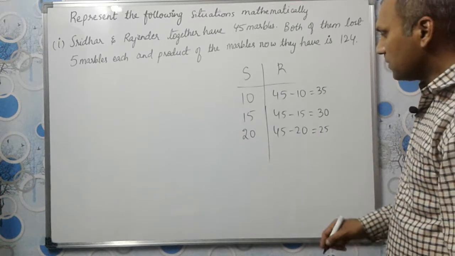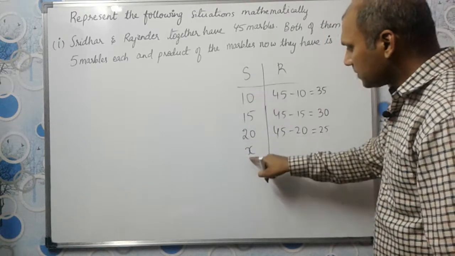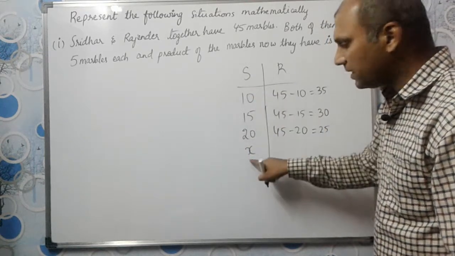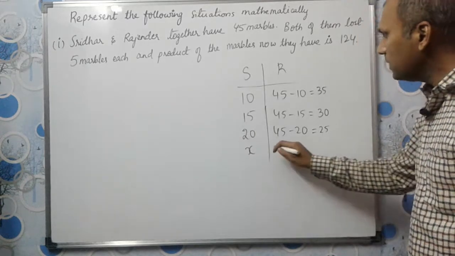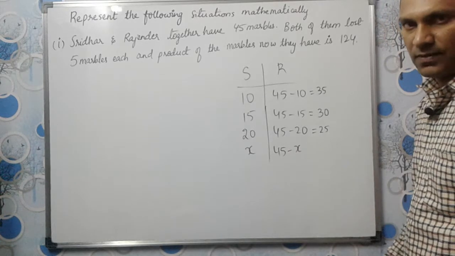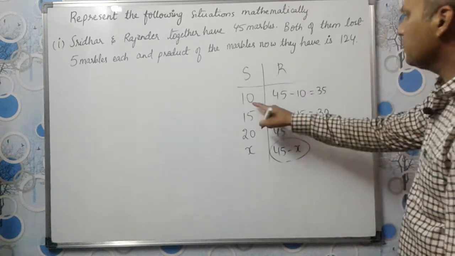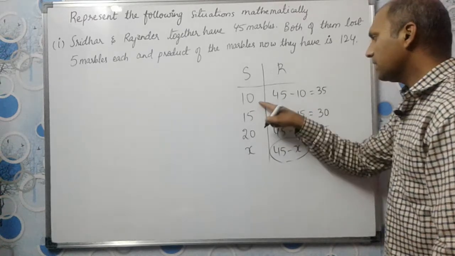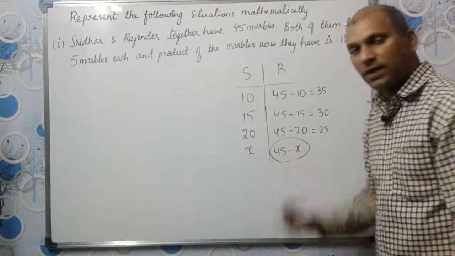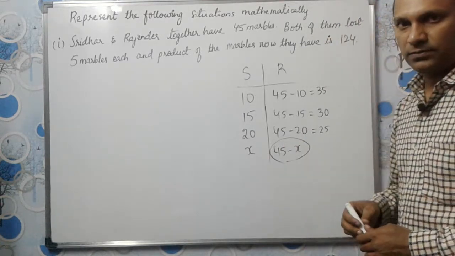Like this. So now if we take the number of marbles Sridhar has as x, then what will Rajendra have? 45 minus x. That's what we were doing, right? 45 minus 10, 45 minus 15, 45 minus 20, 45 minus x. I hope you understood this.